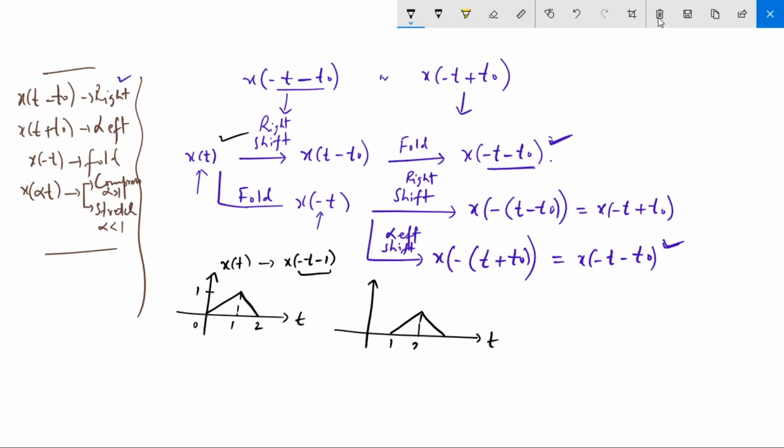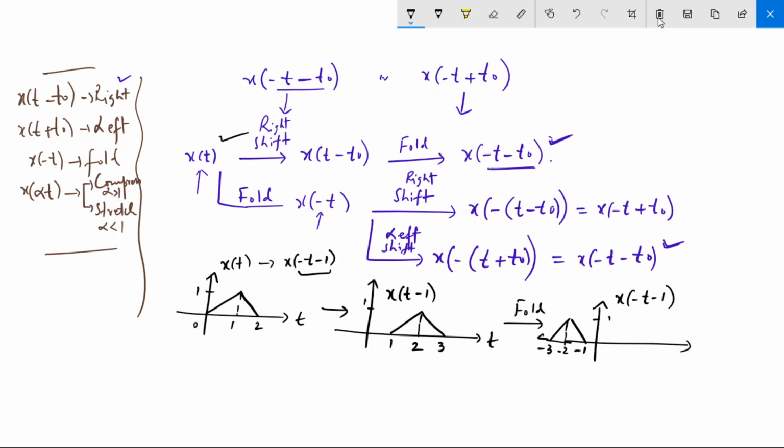Okay, this is now 1, 2, and 3. This is x(t-1). And then you fold it. When you fold it, you will get x(-t-1), because t will become only minus t. So if you fold this signal, it will be folded around t equal to 0. So you will get like this. It will become minus 1, minus 3, minus 2. This is 1. Okay, this is x(-t-1).